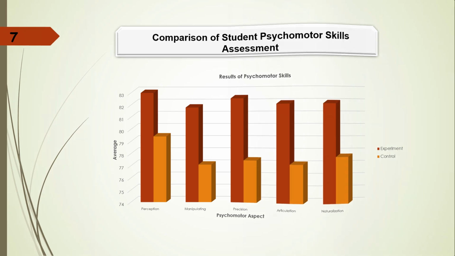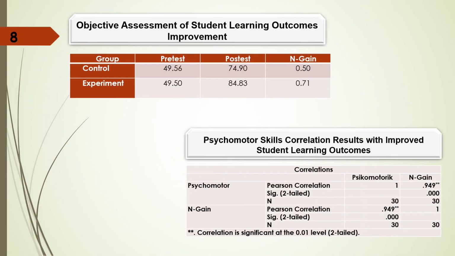And the next result, objective assessment of student learning outcomes improvement. The result of the objective assessment showed that the N-gain in the experimental class was in the high category, while the N-gain in the control class was in the medium category.